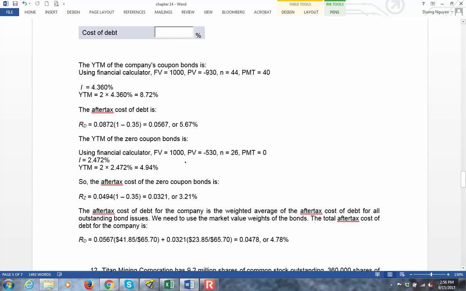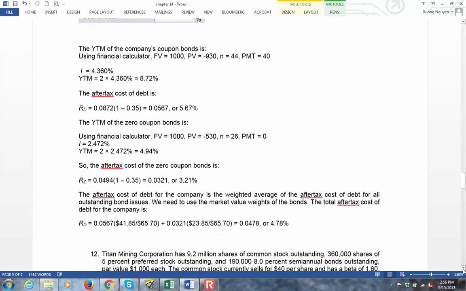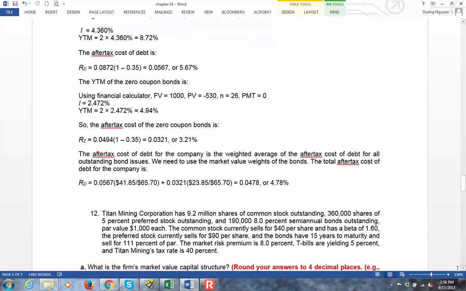Put it in the financial calculator. Future value 1,000, present value negative 530, and N is 26, payment 0. Get I is 2.472, and yield to maturity will be double, which is 4.94%. So after tax, the 0 coupon bond would be 3.21%. Now the final after tax cost of debt would be the weighted average of the two.